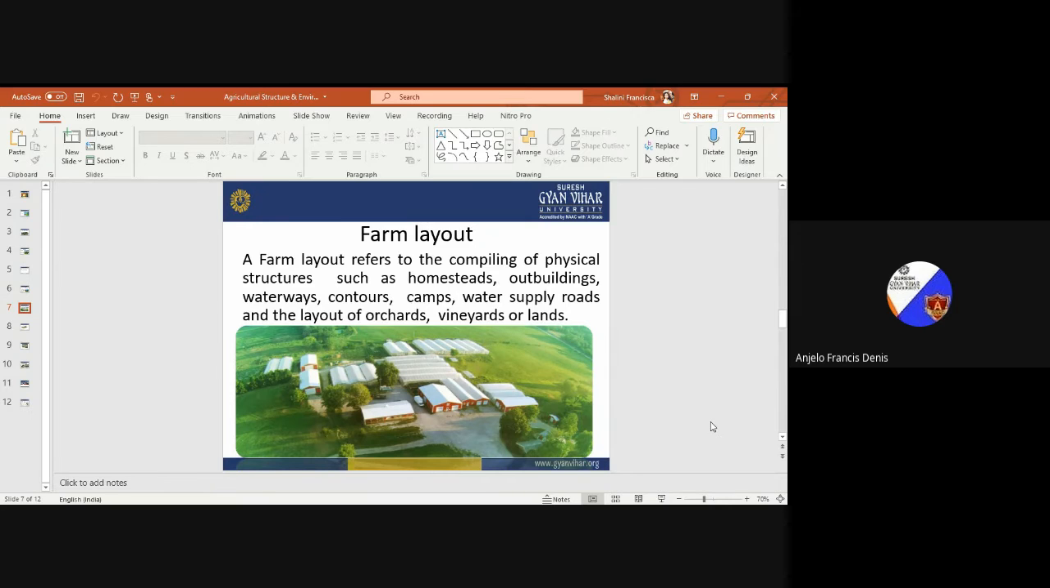Within that farm layout, we draw on the map what facilities and what constructions have to be done within the farm area, as well as we allocate the land, that our farmstead, our residential building will be here, cattle shed will be here, goatry unit will be here, water pond or fish pond will be here, or harvesting pond will be here. So all these things come under farm layout.